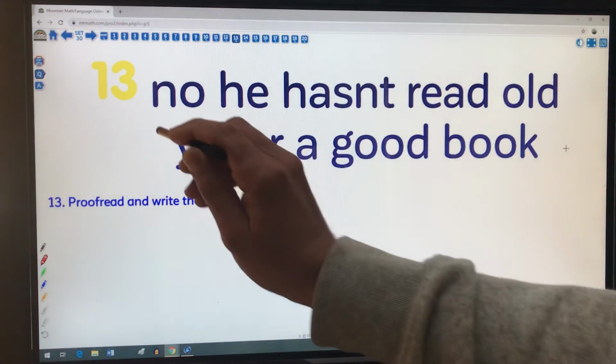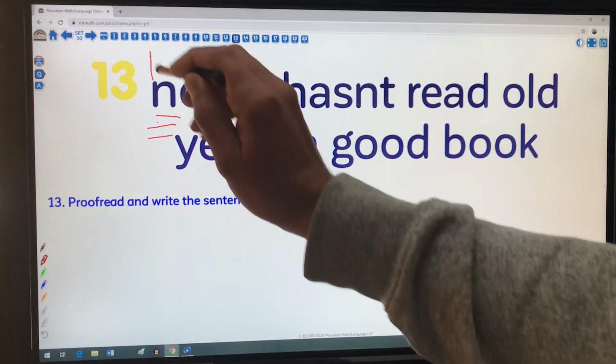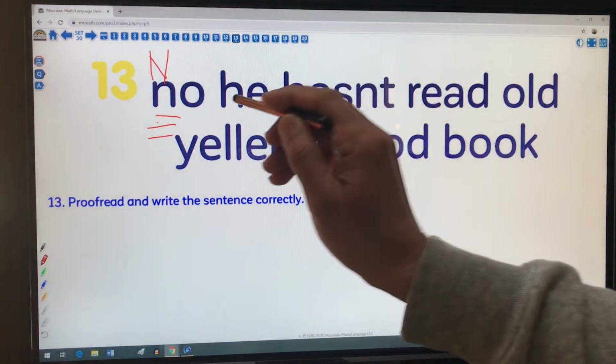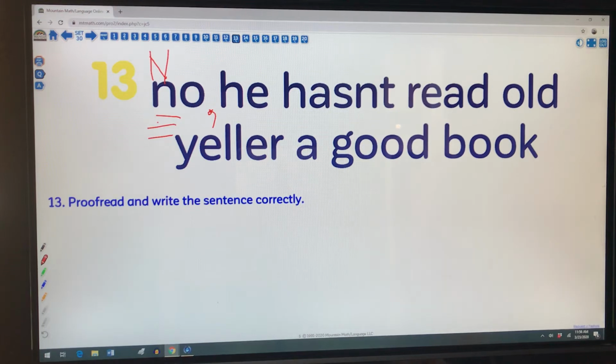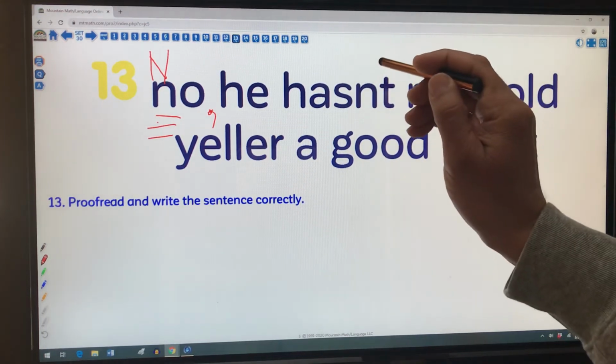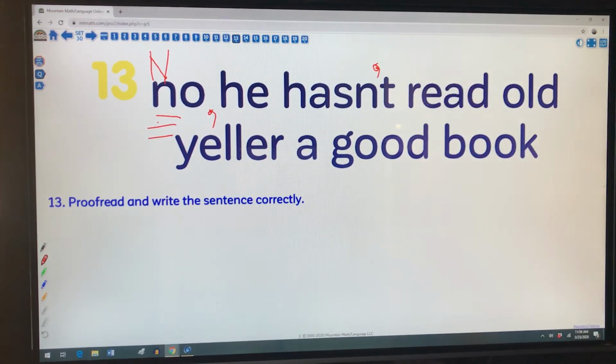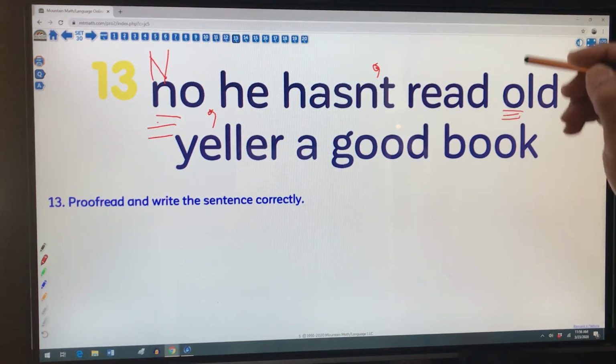So I'll start from the left. I know that I need a capital letter on "No." And look at this statement here. It's a declaration, so there's going to be a comma after "No." "No, he hasn't read." I don't like "hasn't" because it's not a contraction. Okay. "Old Yeller," that's the title of a book, so I need to make sure this is capitalized.